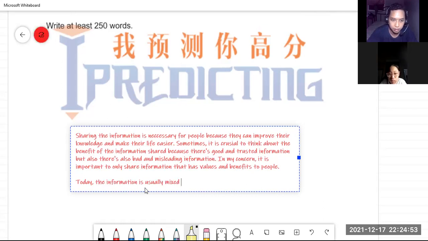mixed. Okay, usually mixed. What I want to say here is today the information is usually mixed, that you don't know that this is actually important information or the scientific or academic information, because it is mixed with non-academic information. Do you understand? Yes. Yeah. Today the information is usually mixed together.